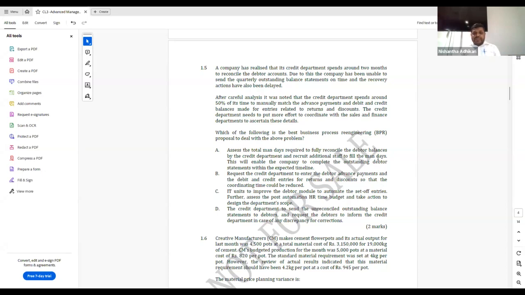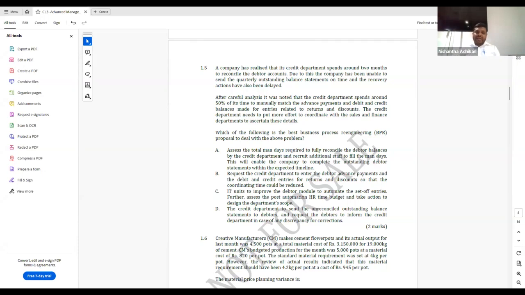Then request the credit department to enter the debtor advance payments and the debit and credit entries for returns and discounts so that the coordinating time could be reduced. Even though they are asked to do that, they still have to do it manually. Again, it is not the credit department; it will take any other department's time. It will not be a good option, right?